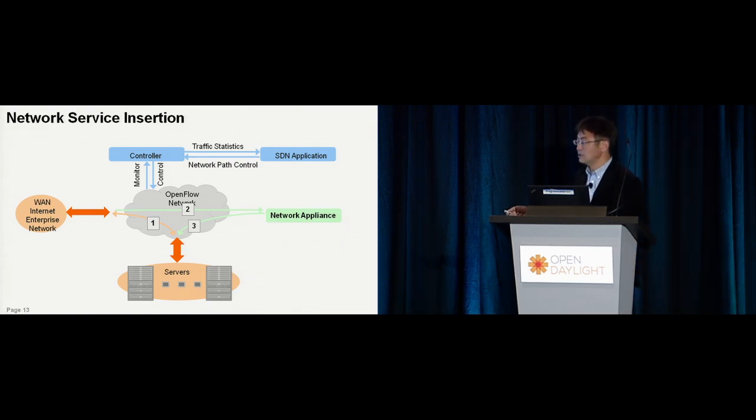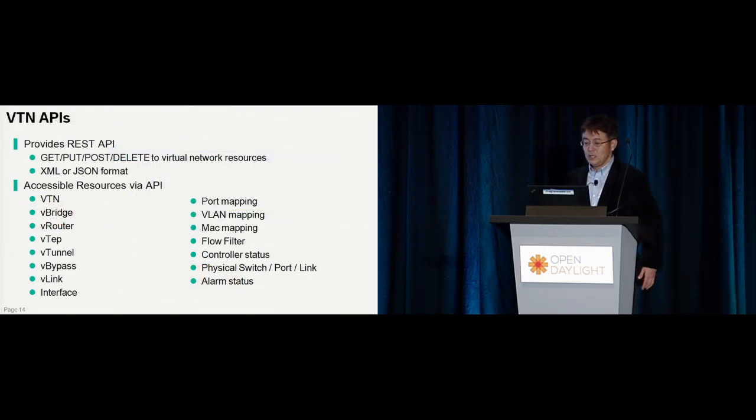As in the previous slide, if you want to redirect some of the flows, then only the selected flow will go to the network appliance, then back to the servers. So this is one of the use cases we can provide using the VTN model. Our VTN has a Northbound API. You can access this model using REST APIs. You can put, post, or delete these virtual network resources with XML or JSON format.